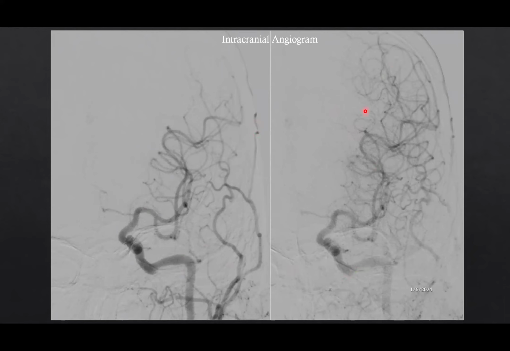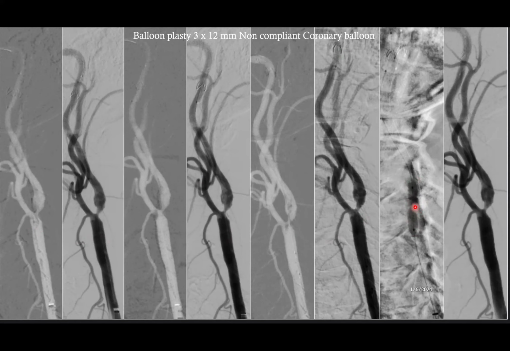These are the images after multiple plasty. In spite of multiple plasty, the luminal diameter didn't increase. This is the plasty with the balloon in place. In spite of balloon inflation, the waisting in the balloon is not going off. The stenosis is still persistent.